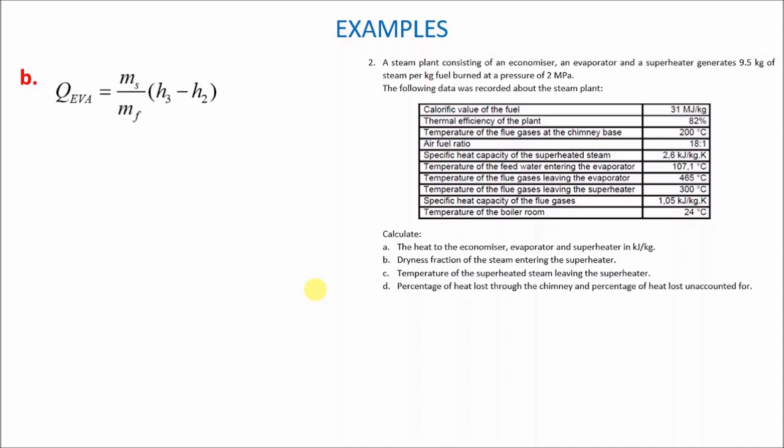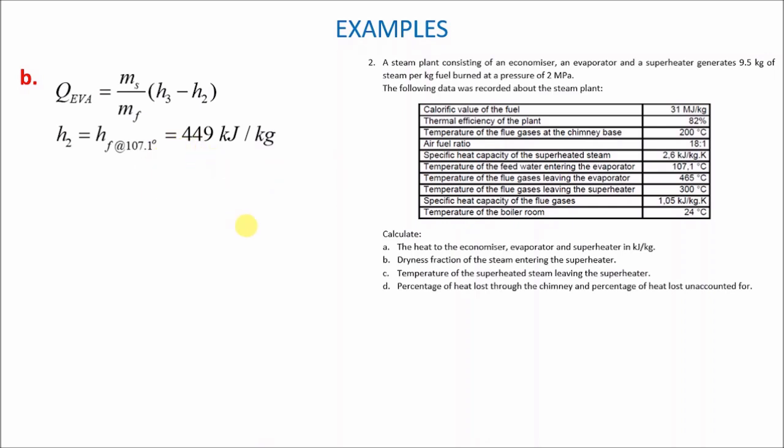H2 is actually quite easy to find because you are given the temperature of the feed water entering the evaporator. Like I said earlier, that's the temperature of the feed water out of the economizer. You just have to use that temperature and the steam tables and read the value for HF at that temperature to get H2. HF at 107.1 degrees is 449.